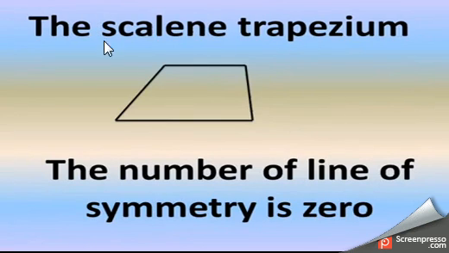The scalene trapezium, or ordinary trapezium, has 0 lines of symmetry. It looks like the scalene triangle, mister. Yes, this looks like the scalene triangle. So we have three figures that have 0 lines of symmetry: the scalene trapezium or ordinary trapezium, the scalene triangle, and the parallelogram.